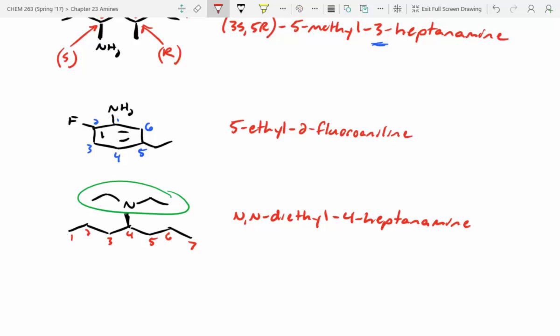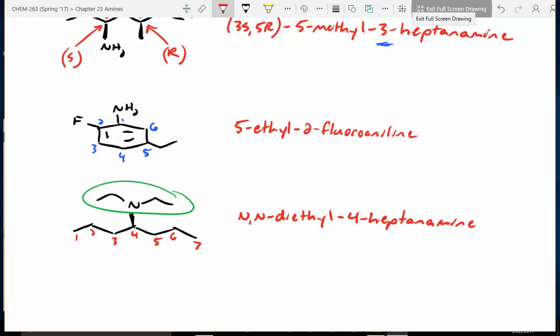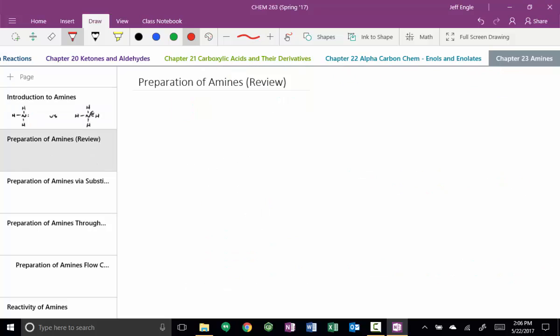So it can get confusing with some of these, but just practice through the ones in the early part of chapter 23 in the textbook. All right, let's go on and do a little bit of review from previous chapters.